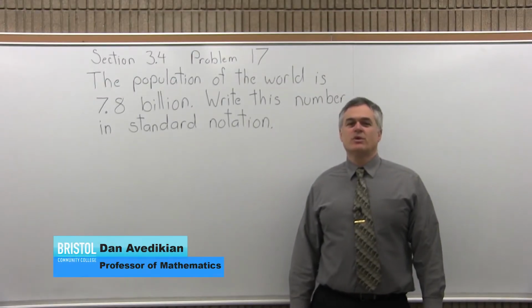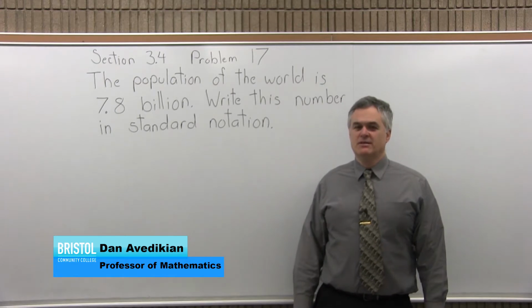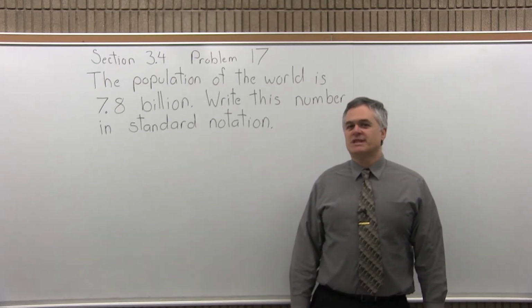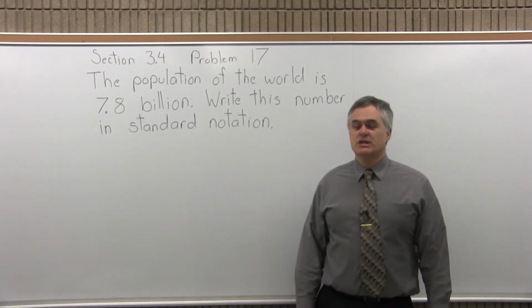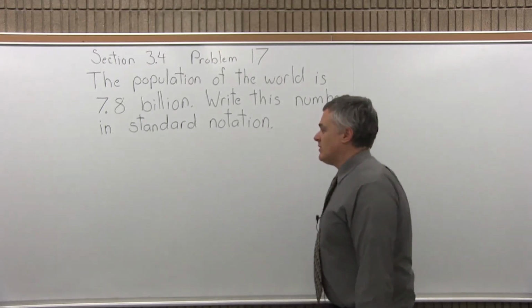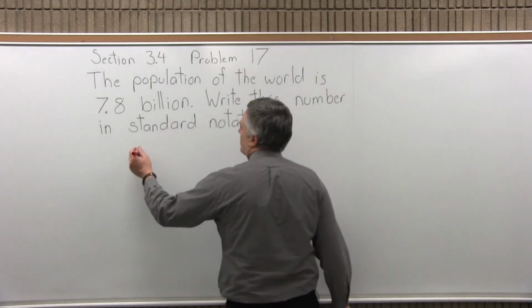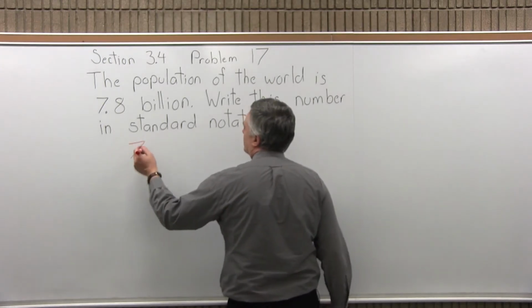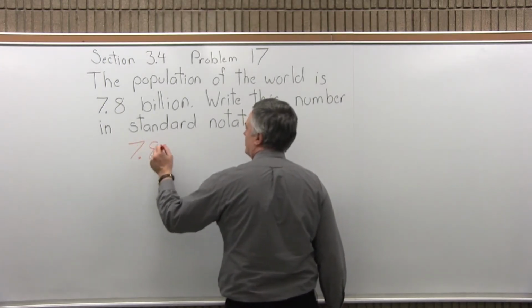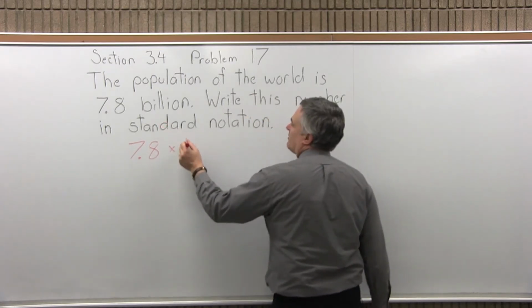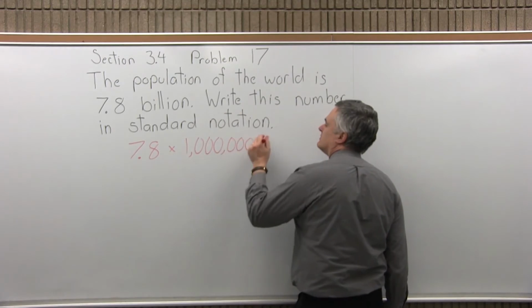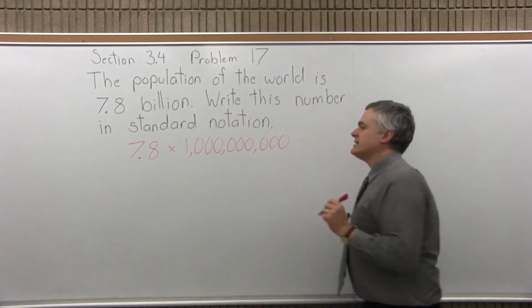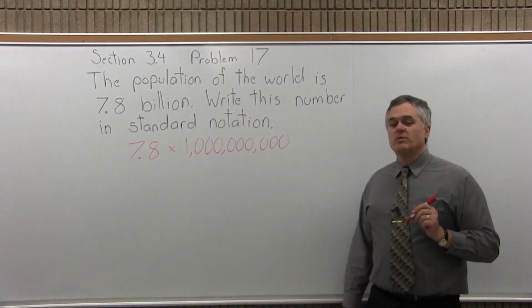This is Section 3.4, Problem 17. It says the population of the world is 7.8 billion. Write this number in standard notation. So, for 7.8 billion, to write it as a regular number, you would do the 7.8 times a billion. So a billion has 9 zeros. So like that, 7.8 times 1 billion.